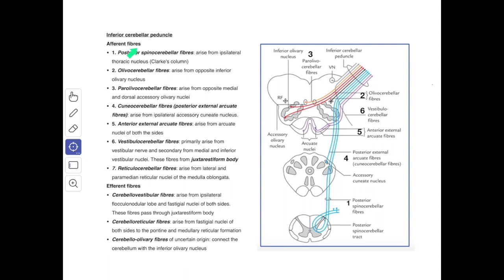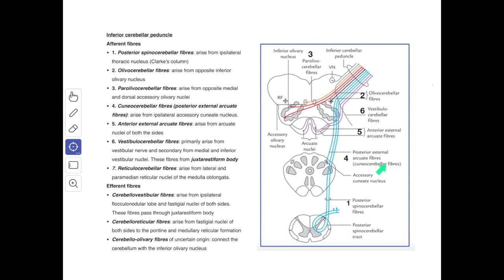So next we'll see the afferent fibers of the inferior cerebellar peduncle. The first fibers are the posterior spinocerebellar fibers. These fibers arise from the ipsilateral thoracic nucleus or Clark's column. The second fibers are olivocerebellar fibers. They arise from the opposite side inferior olivary nucleus. The third group of fibers are the parolivocerebellar fibers. They arise from the opposite side medial and dorsal accessory olivary nuclei.